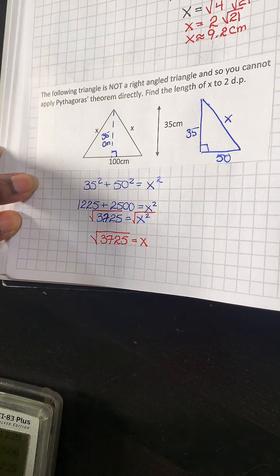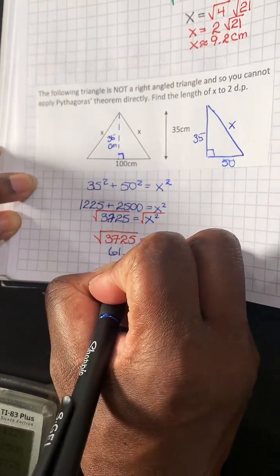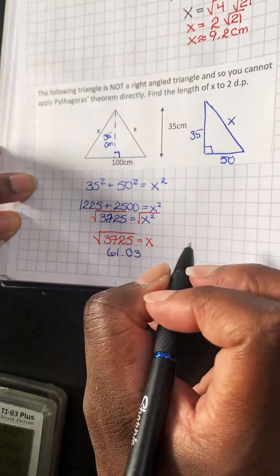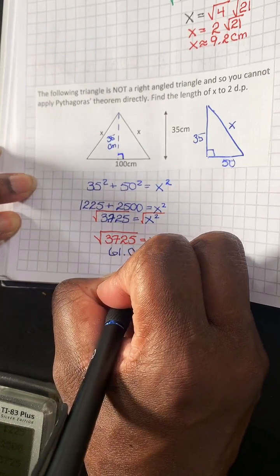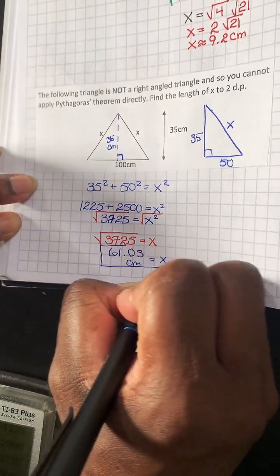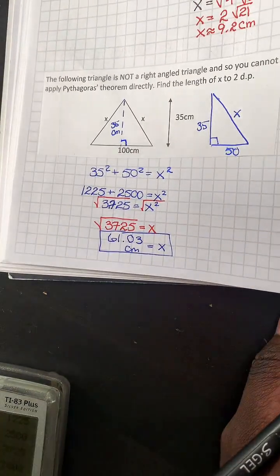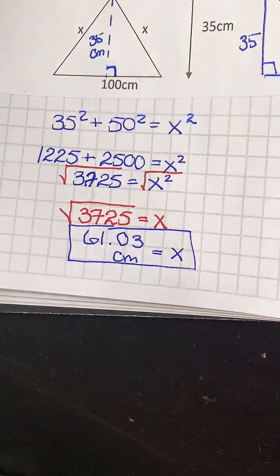Yeah, so we got our 61 and 3 hundredths. Yes. So we have our 61.03, and this is centimeters. That is going to be my unknown side. Okay, that was my unknown side.